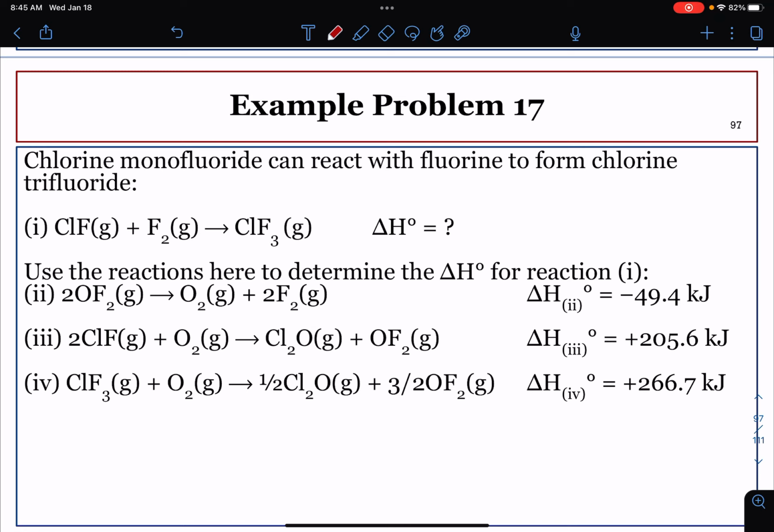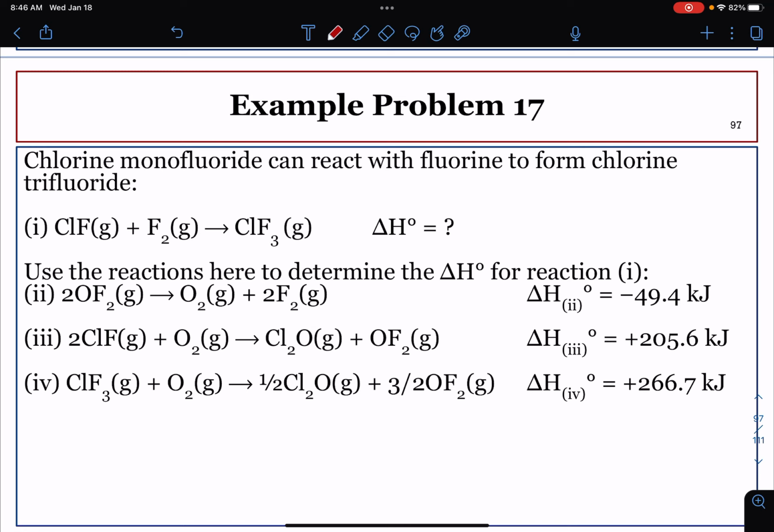We may need to modify some of these reactions, either by doubling some of the reactions or maybe halving them, so cutting them in half, dividing by 2 or multiplying by a half. Or we might need to flip a whole reaction and change the products to reactants, reactants to products, and flip the sign of delta H. Pause to see if you can work this out.